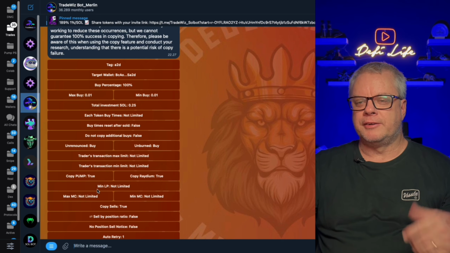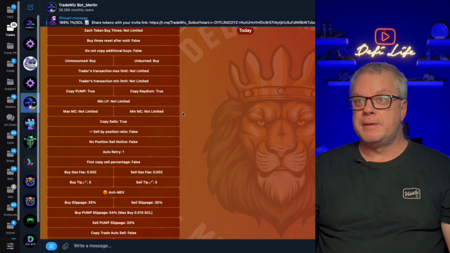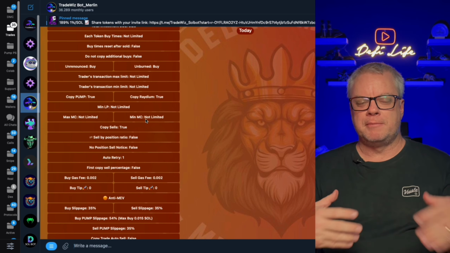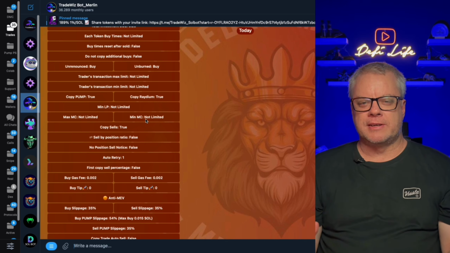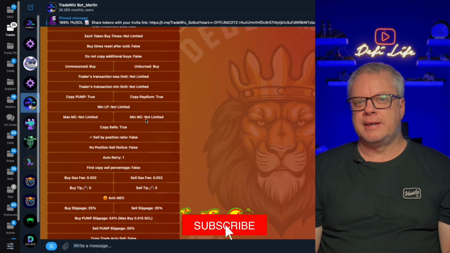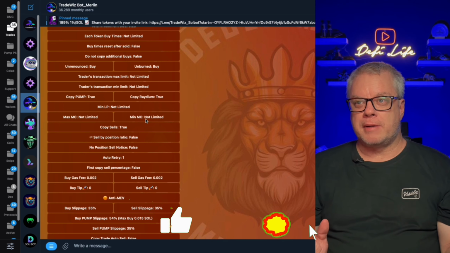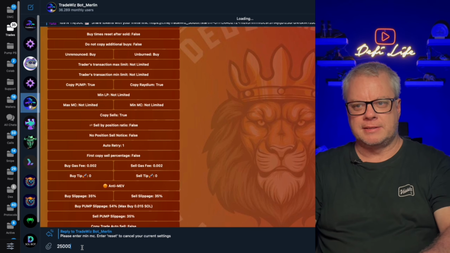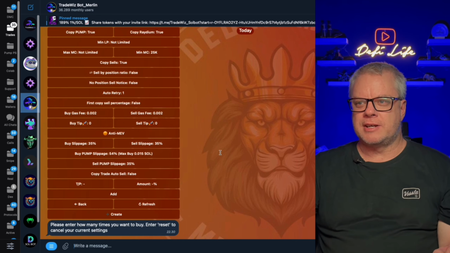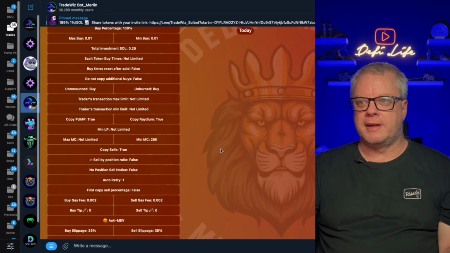Min LP, I don't worry about that either. Max market cap, not limited. Min market cap, I do like to set my minimum market cap to about 20 or 25,000, just so I don't get into those low ball trades, 5K, 10K, a lot riskier than the other market caps. So my settings here, I'm going to set that for 25,000, just in case this wallet decides to jump in and ape into some low market cap trades.